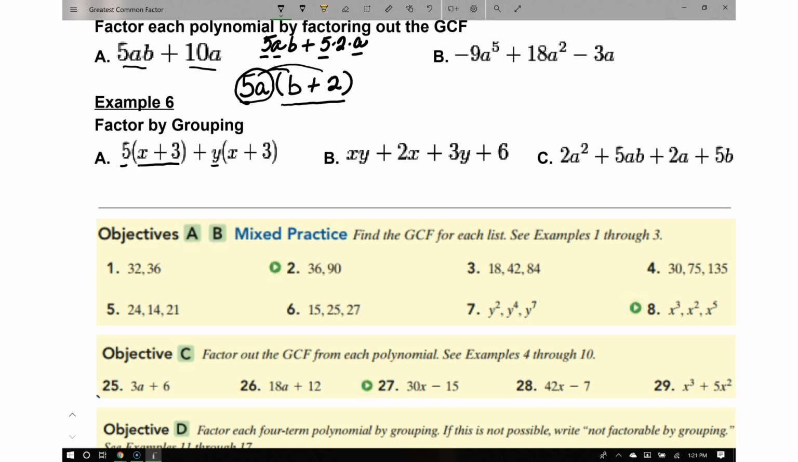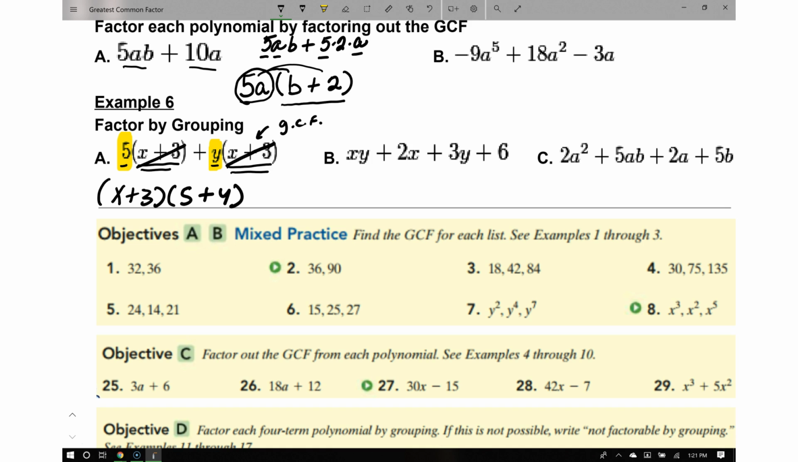For example 6, you can see that we have 5, and then we have a parentheses. We have y, and then we have a parentheses. You see that? And you can see what they have in common. They have this x plus 3 in common, and that is called the greatest common factor. That is the GCF. So that is a factor. So we're going to factor out x plus 3, and you notice that the only thing that we have left is 5 plus y.